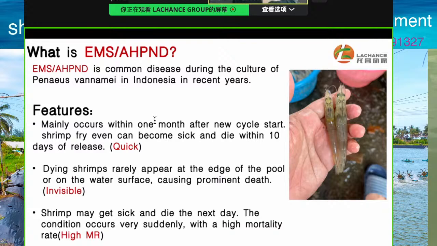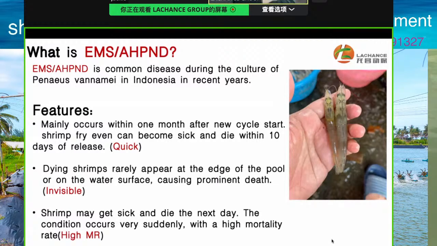So I summarize the features: HPND and EMS are very quick to appear and cause mortality. The second feature is that the dying shrimp rarely appear at the edge of the pool, different from other diseases. It's very invisible. HPND and EMS are invisible and outbreak suddenly, and we cannot take measures very quickly, right? So it easily causes prominent death. We don't want to face this condition, right?